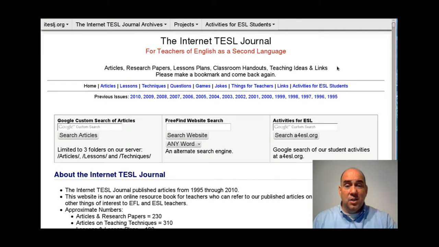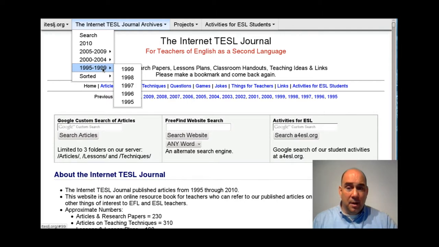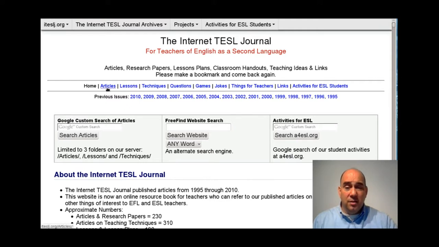This site is old. You'll note that it begins way back in 1995, right around the birth of internet access for the general populace. The Internet TESOL Journal, started by two guys out in Japan, and it continues to grow every year. They're constantly putting up new materials. And just to show you the things that are here, you can go look at archived information. You can look at stuff all the way back, from the mid 90s to the present, and they've broken things down to all these different things: articles that people have written, lessons that people have submitted, techniques, questions, games, jokes, things for teachers, things for students.